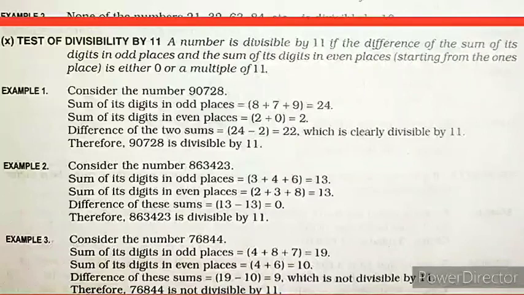In the last example, example 3, consider the number 76844. Here the sum of its digits in odd places 4, 8, 7, that is 19, and the sum of the digits in the even places 4 plus 6, that is 10. So the difference of these sums is 19 minus 10, that is 9. According to the rule, it must be 0 or a multiple of 11 if it is divisible by 11. But here 9 is neither 0 nor a multiple of 11. Therefore the number 76844 is not divisible by 11.